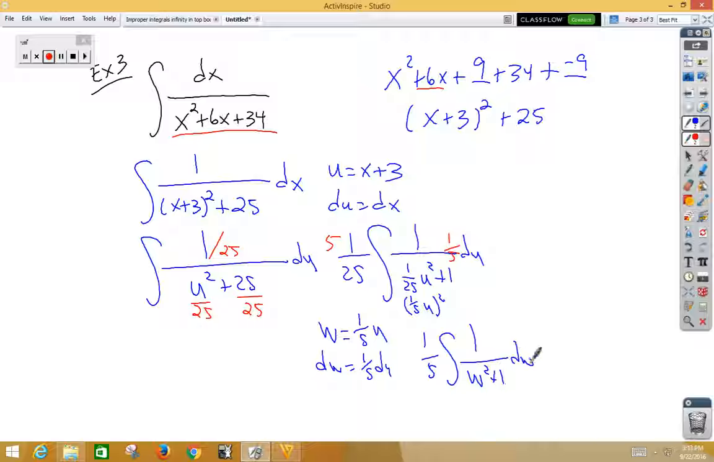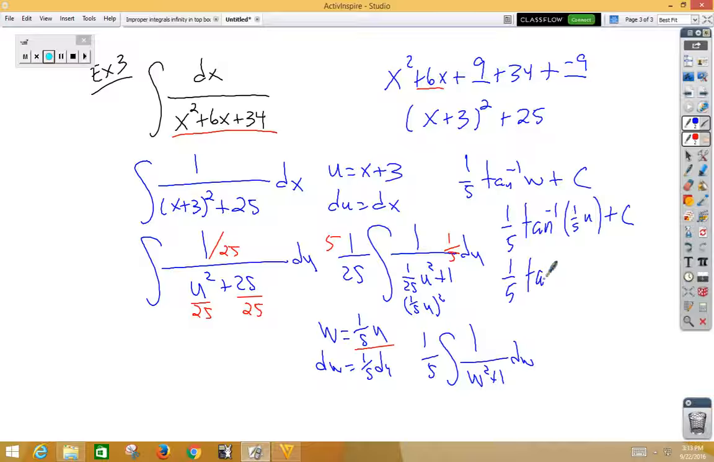That's 1/5 inverse tangent of w plus c, but it's not really w, it's really 1/5 inverse tangent of what w was. In this case, that was 1/5 u plus c, but it's not really u, it's really 1/5 inverse tangent of 1/5 of whatever u was, and u was x plus 3 plus c.